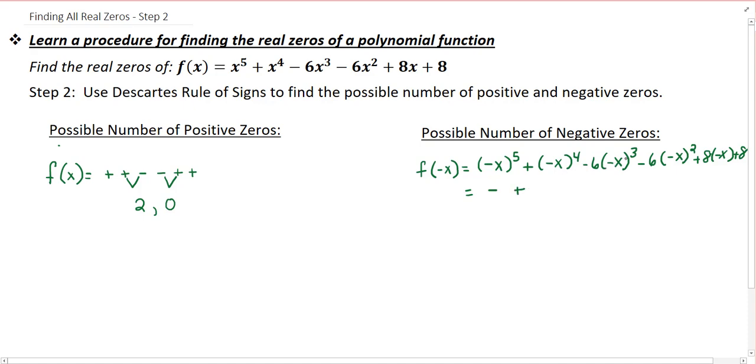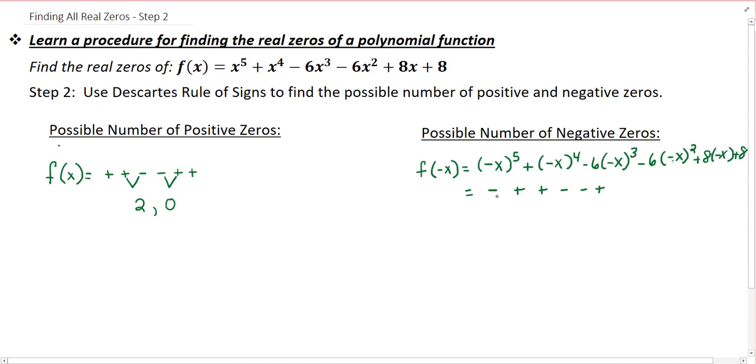Take a negative and raise it to the third power, it's going to come out negative times this negative 6. Well, negative times a negative is a positive. Negative to the second power is going to come out positive, but then positive times a negative 6 is negative. A negative times a positive is negative. And then we have the positive 8 there at the end, and that's not going to change because there's no x value.